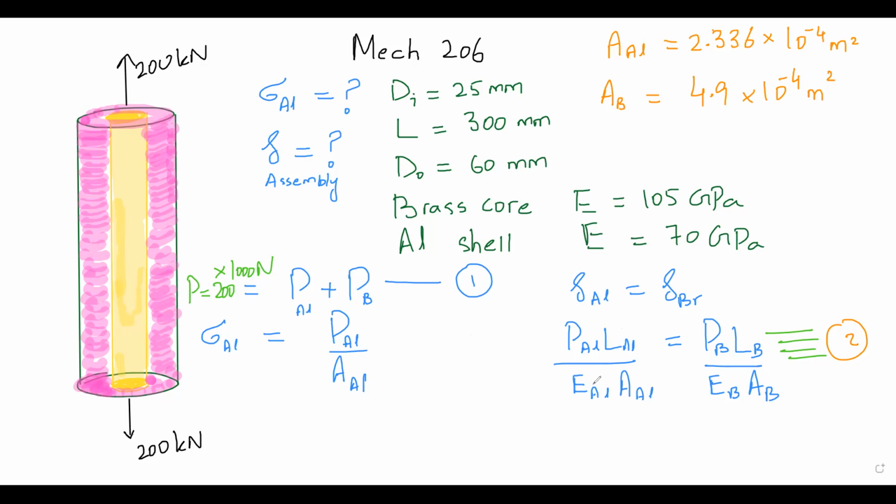So I will have P aluminum from here over P brass. That is, P aluminum over P brass is equal to, you need to tell me this box quickly.